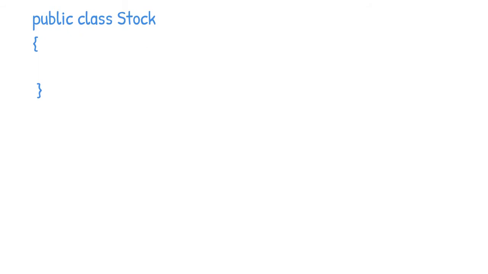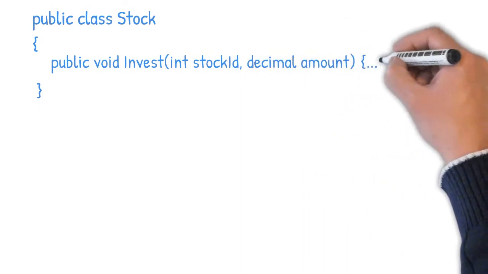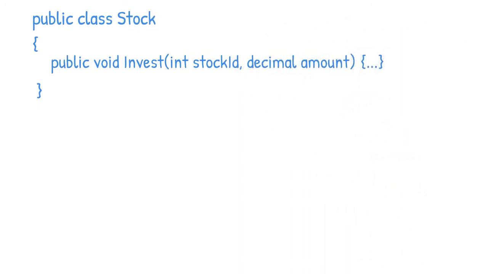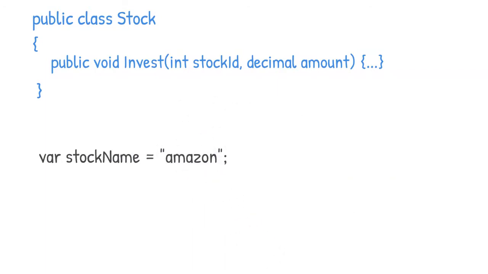Let's try to analyze this programmatically. For that, we are going to create a class Stock. This class will expose a method invest that accepts stock ID and the amount to be invested. Now from the consumption point of view, the consumer is going to have the stock name. So for example, hey, I want to invest in Amazon stocks.